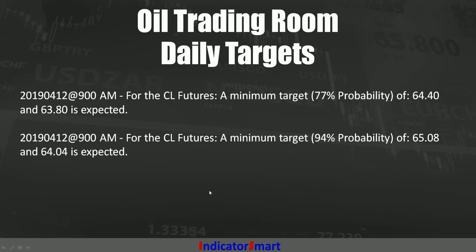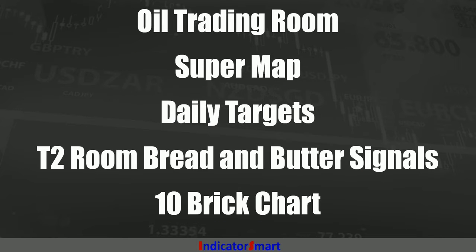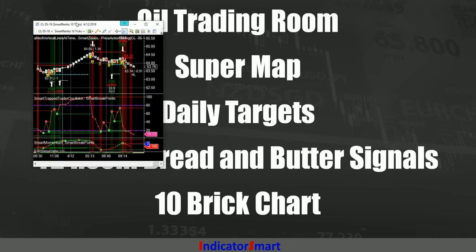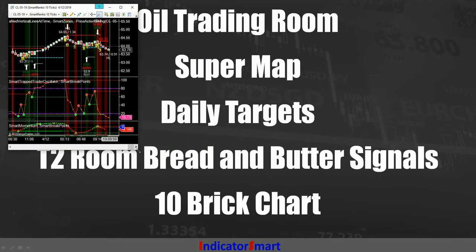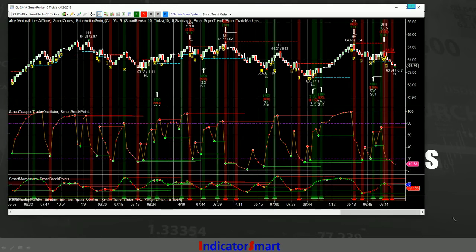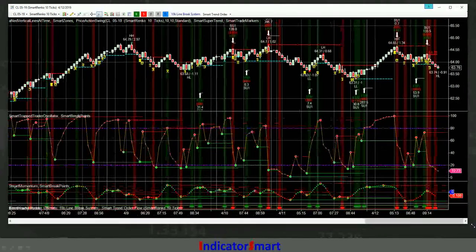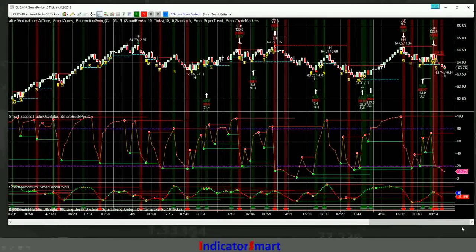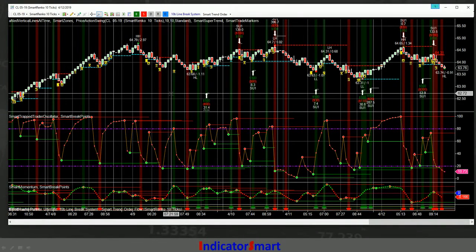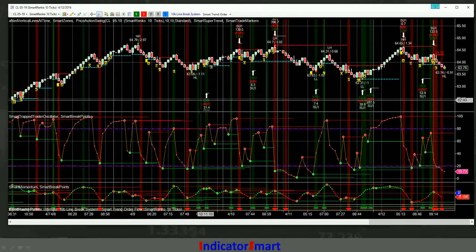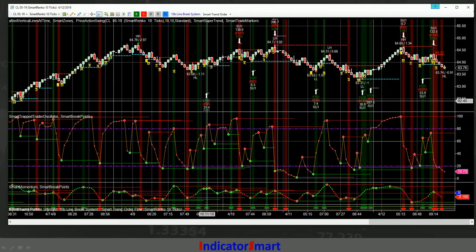So we covered that on the super map. I wanted to cover a thing that we've developed in the last couple of weeks that I haven't covered a lot before. This is our 10 brick chart, and we keep it in the bottom left of our screen in the trading room. I developed these signals. It simply turns the background green or red.